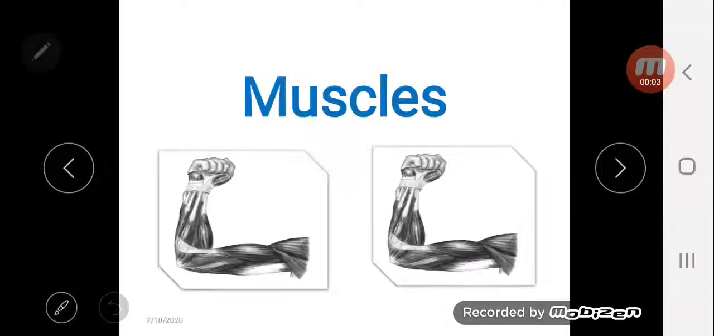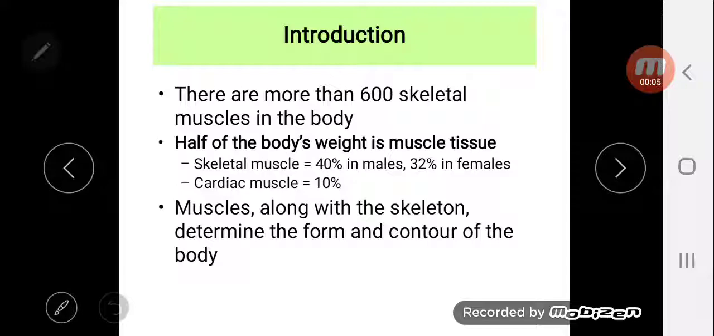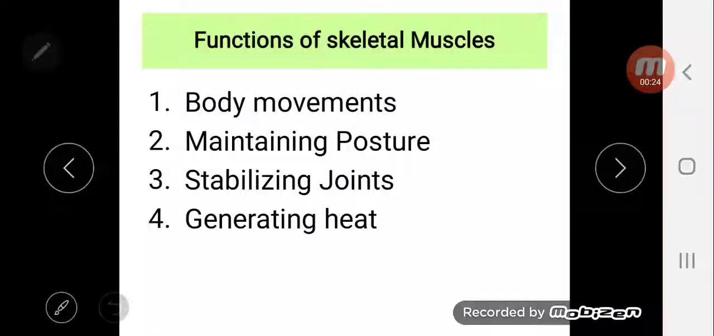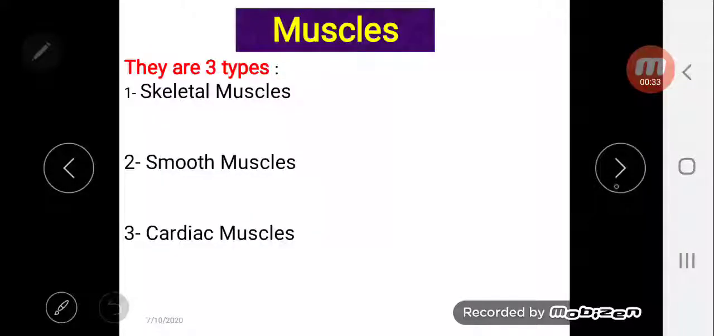Anatomy of the muscle. There are more than 600 skeletal muscles in the body. Half of the body's weight is muscle tissue. Skeletal and cardiac muscle. Skeletal are more than the cardiac. Muscle, along with the skeleton, determines the form and the contour of the body. Function of the skeletal muscle: body movement, maintaining posture, stabilizing joints, and generating heat.